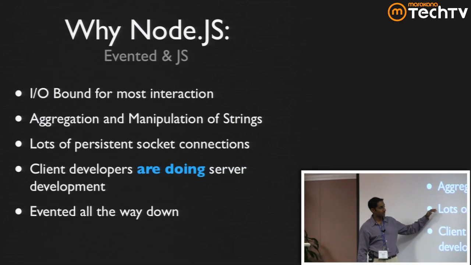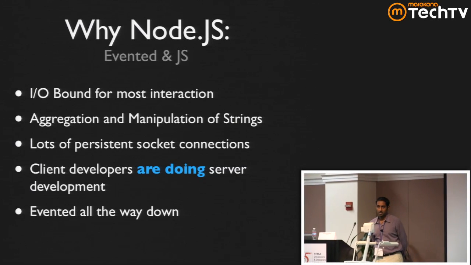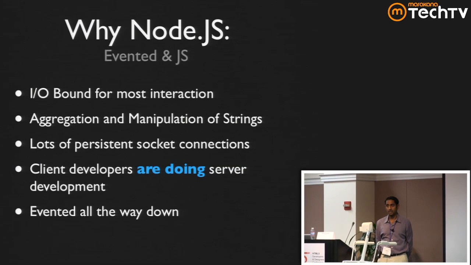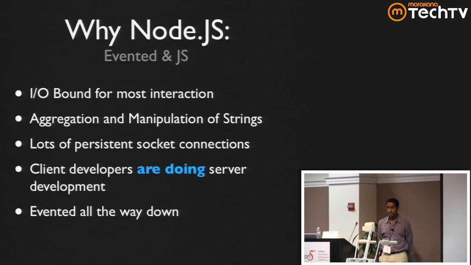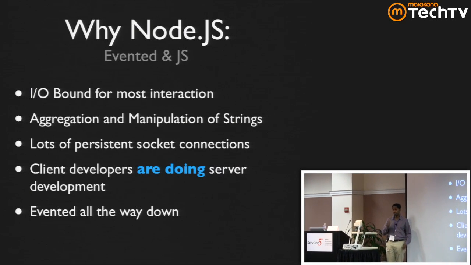The third thing is lots of persistent socket connections. This is really a mobile case that we take advantage of. On mobile, I know that all the advertising is talking about more and more bandwidth, 3G, 4G, faster, faster. The biggest issue on mobile is actually not bandwidth. The biggest issue on mobile is latency.